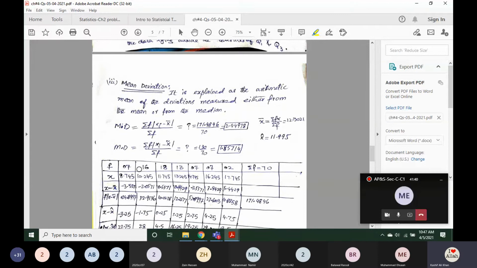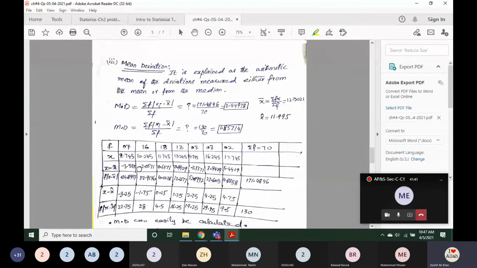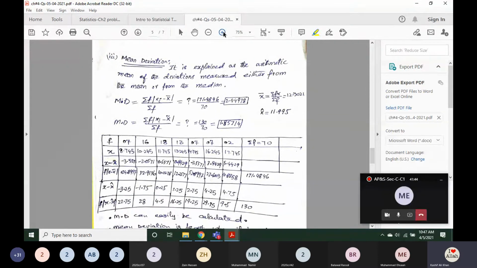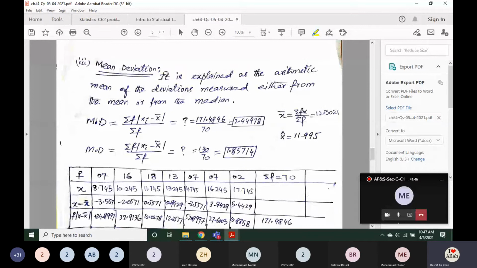Now come to the third measure of dispersion. Basically, that is the mean deviation, and it is explained as the arithmetic mean of the deviation measured either from the mean or from the median. Please repeat the lines or the definitions.